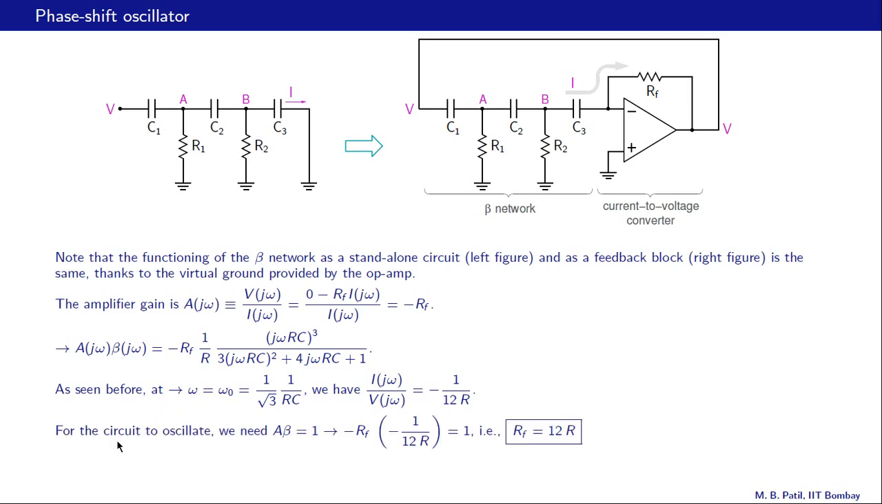Alright, so for the circuit to oscillate, we need A beta equal to 1, and that implies that minus RF times this quantity, this is our beta at omega equal to omega 0, must be equal to 1, and that gives us the condition for RF. RF must be 12 times R. So this feedback resistance here must be 12 times this R. R1 and R2 are equal, and each one is equal to R. Similarly, C1, C2, C3 are equal, and each one is equal to C.